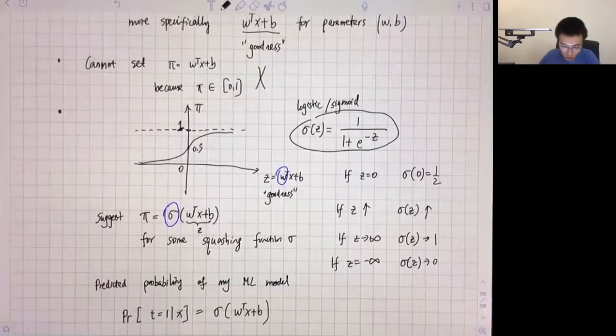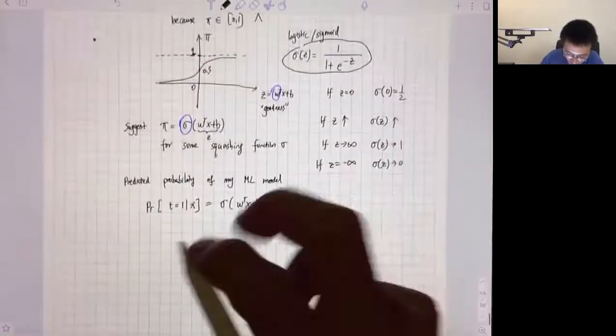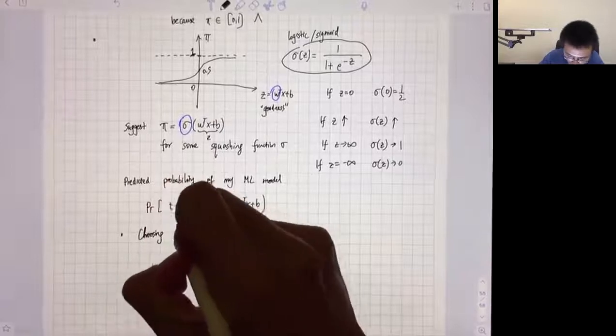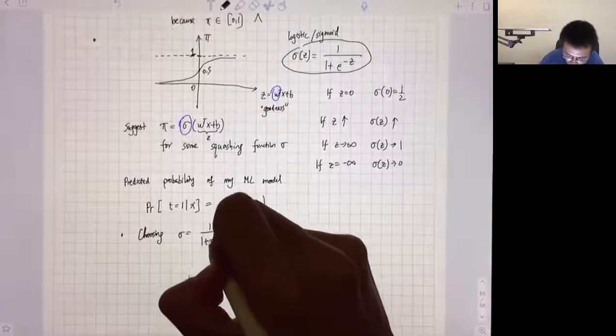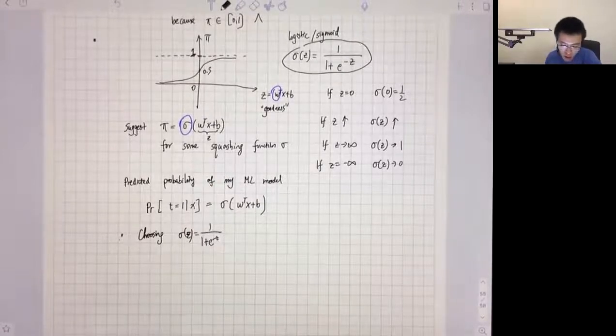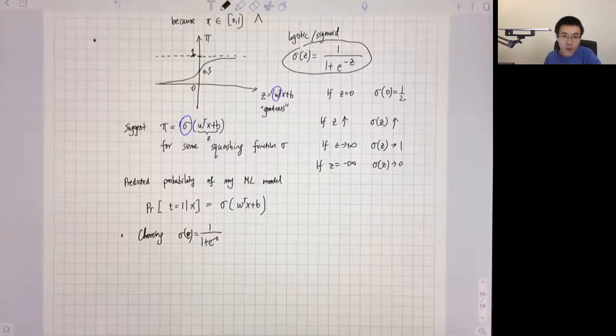Okay, so I will summarize like this. Choosing sigma as this function, sigma of z is this function, is mainly for mathematical convenience. By choosing this function, you have a very nice property, but it's just for convenience. There's no particular reason why my probability must be sigmoid of your goodness. Okay, you can choose other functions, but then you lose the probability.